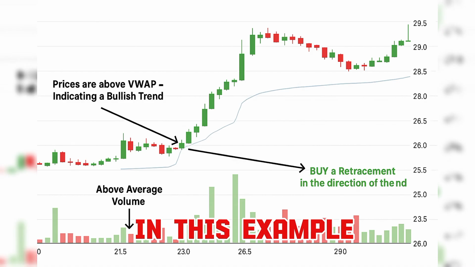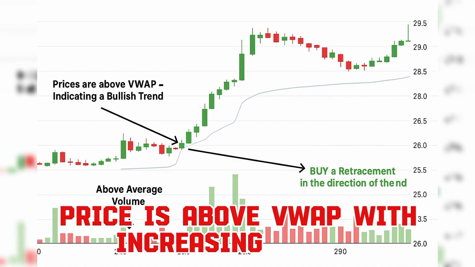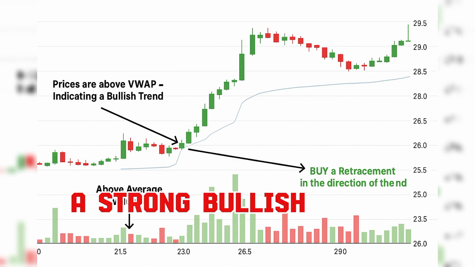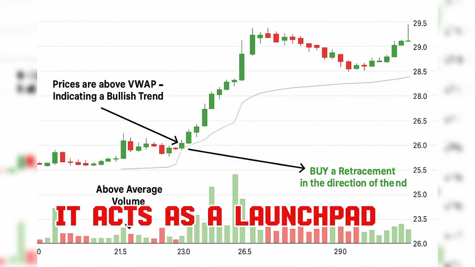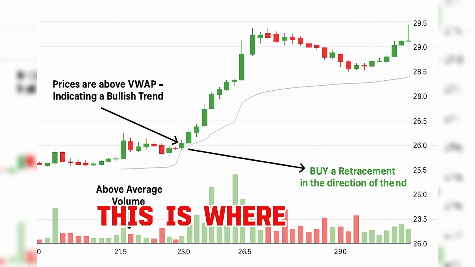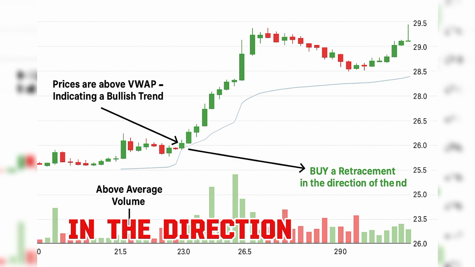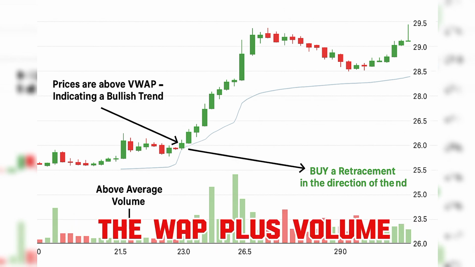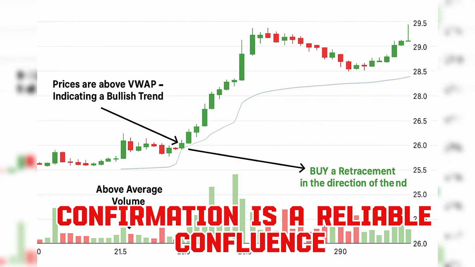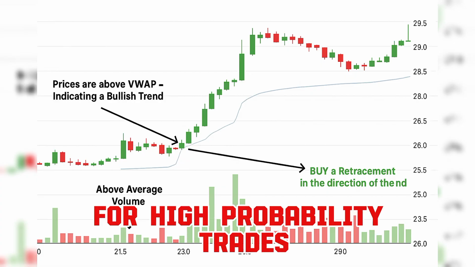In this example, price is above VWAP with increasing volume, a strong bullish signal. When price pulls back to VWAP, it acts as a launchpad for continuation. This is where smart traders enter, in the direction of trend with volume on their side. VWAP plus volume confirmation is a reliable confluence for high-probability trades.